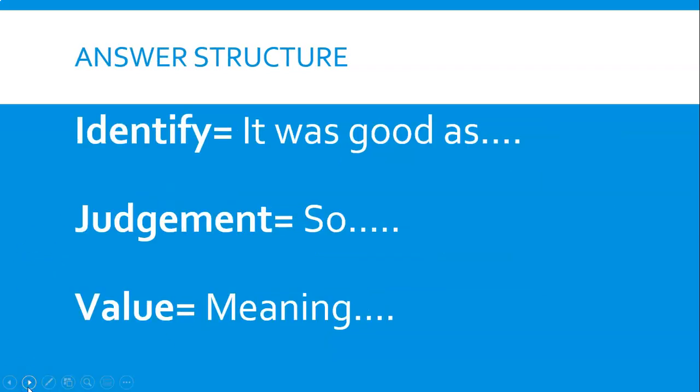And here's your answer structure for IJV. For identify, you should be starting with "it was good" or "it was bad as". For your judgment section, you should be saying "so". And then for your value section, you should be saying "meaning". What was the impact on you creating a good PDP or gathering accurate data to create a good PDP? Or what did it mean for you moving on to improvement? Was it quick, slow? Is it holding you back? Anyway, let's look further into it.